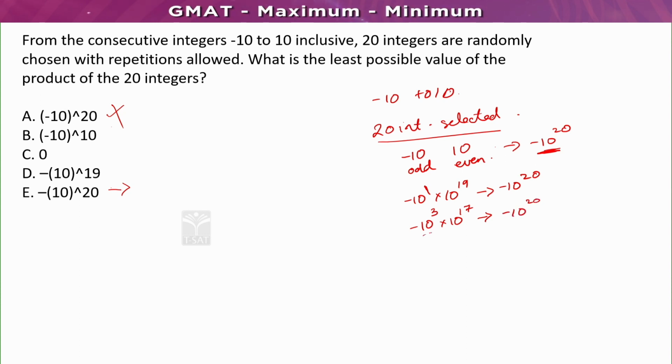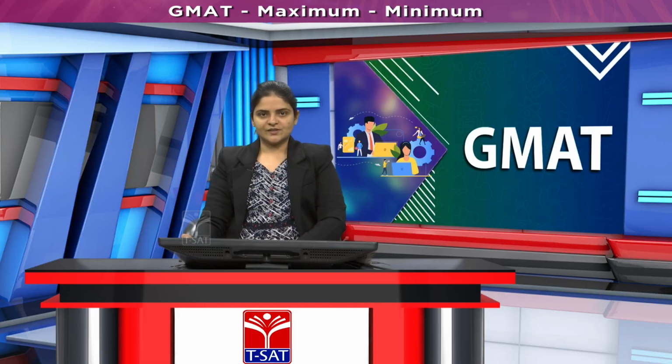We are keeping this odd because minus 10 raised to the power of any even number will cancel out the negative sign and make it a positive value, which is not what we are looking for. We are looking for the least possible value, that is minus 10 to the power of 20, and it is possible. So answer E is our correct answer. Let's move to the next question now.